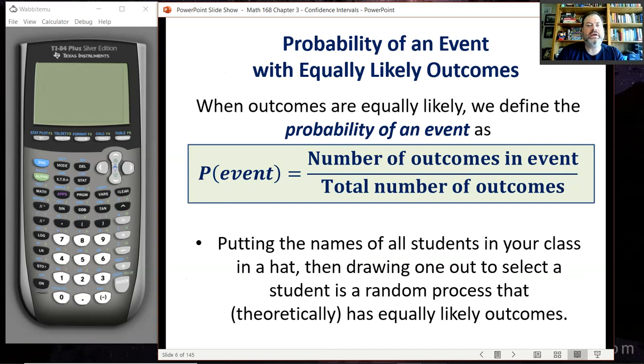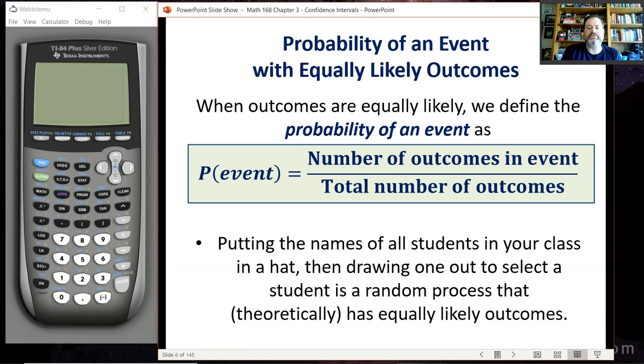So if the outcomes are equally likely, like a coin flip or a dice roll, then we define the probability as P parentheses event. Okay, so what that means is you put the event in parentheses, like that's the name. So events are named outcomes, like groups of named outcomes. So it's the number of outcomes in the event divided by the total number of outcomes.